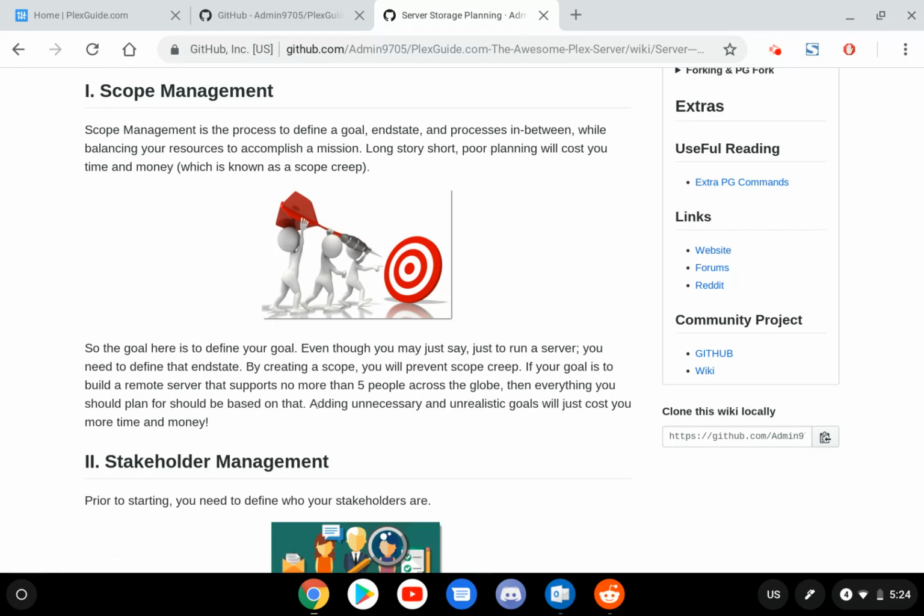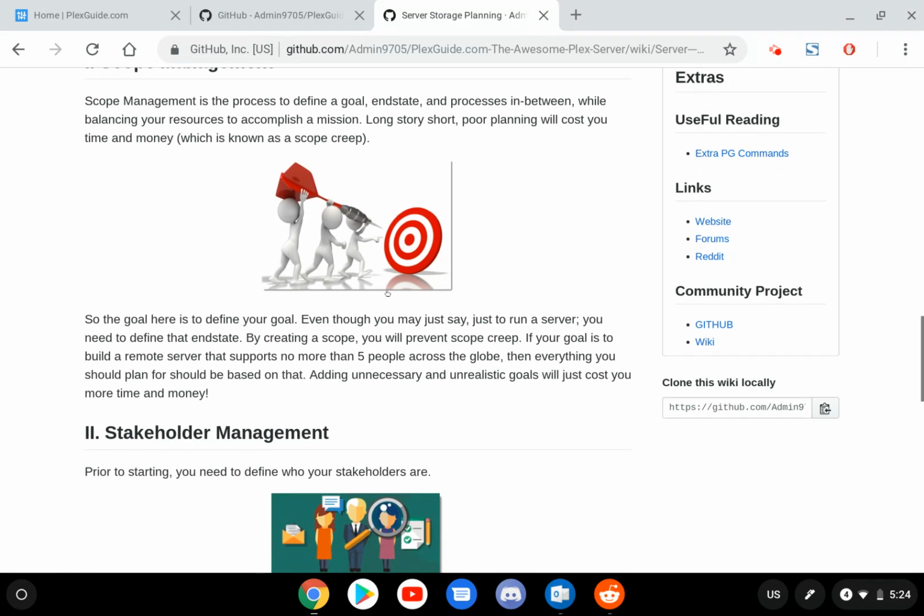So you don't want to create unnecessary and unrealistic goals, right? If your goal is just to share a server with 5 people, then plan for 5 people and stick with it. You probably can add a 6th or 7th, but if they're all going to be on and they're all setting their bit rates high and your server only has a 100 megabit connection and you don't limit the rate, then yeah, you're going to end up with a series of problems.